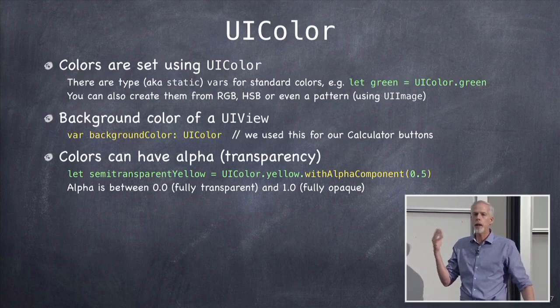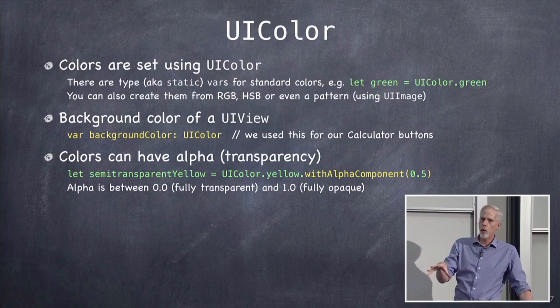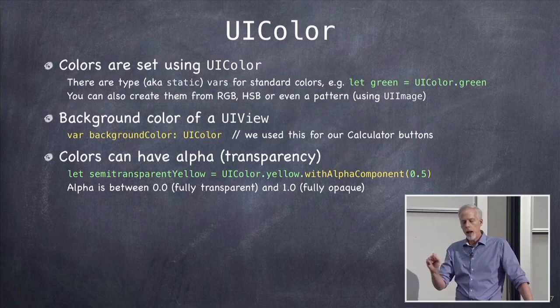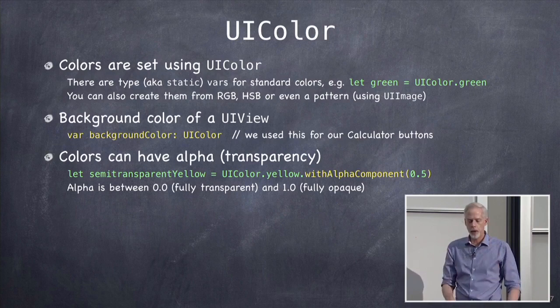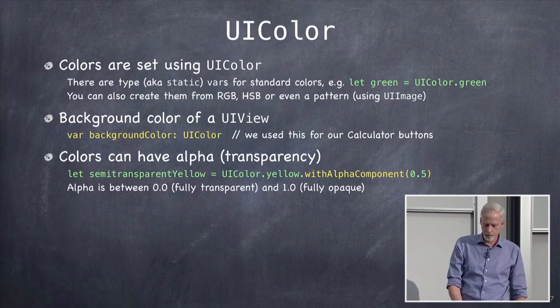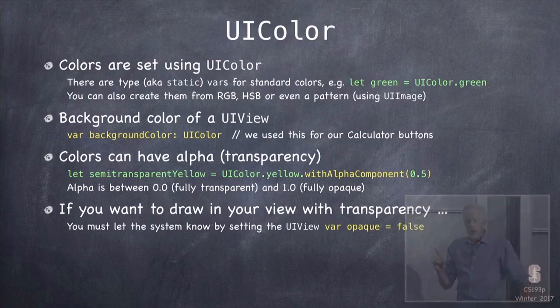And the way you create a transparent color is by taking an opaque color and saying withAlphaComponent, whatever alpha you want between 0 and 1. And that gives you a transparent or semi-transparent version of the color, and you can draw with that. However, if you draw with transparency in your UIView, you must set this var on your UIView, isOpaque, to false, because views assume that they're fully opaque. And that's a performance enhancement.